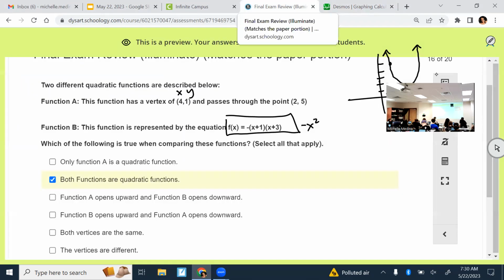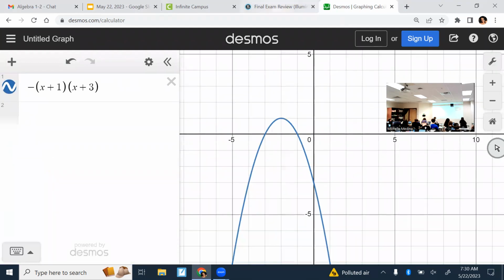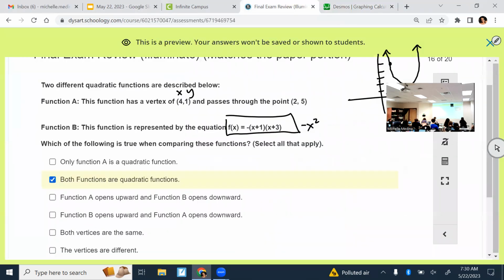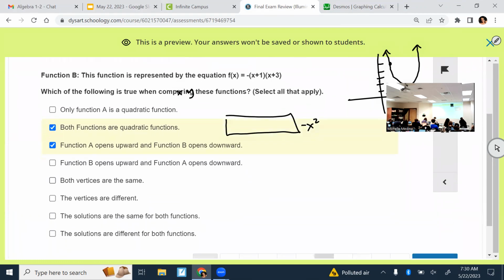So let's see. (x + 1) and (x + 3). Okay, so yeah, it does open downward. All right, so I would pick that one. Function B does not open upward, so don't pick that one. Both vertices are the same. So that's plural for vertex.